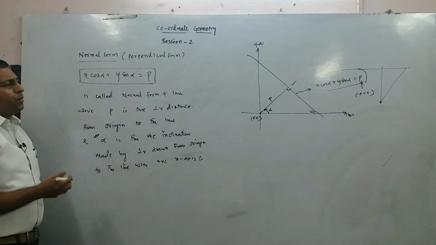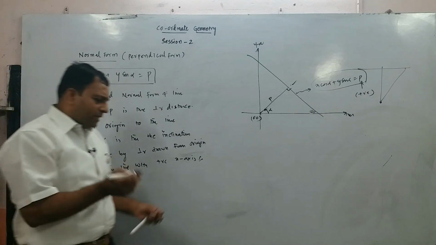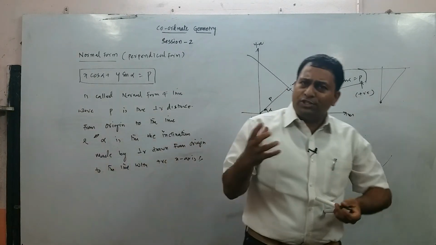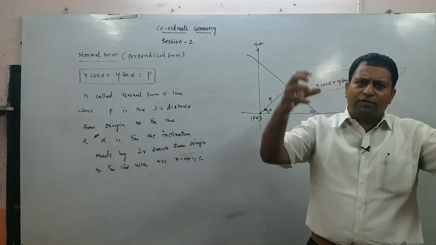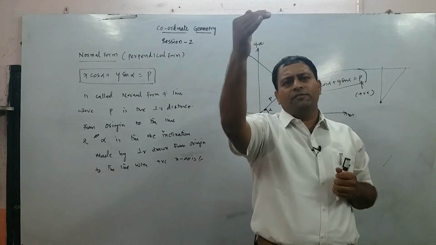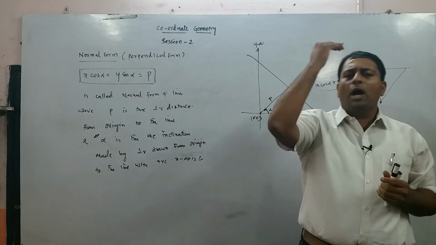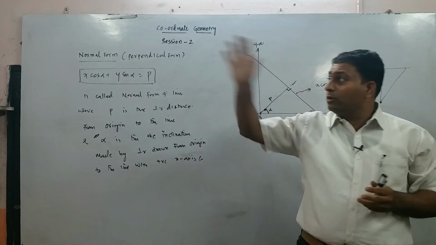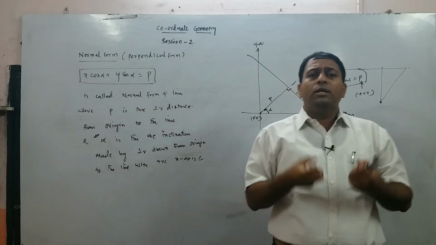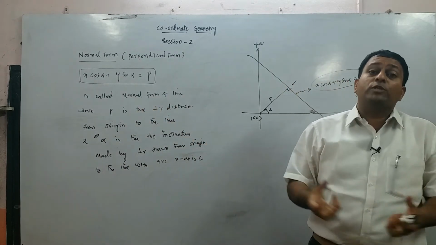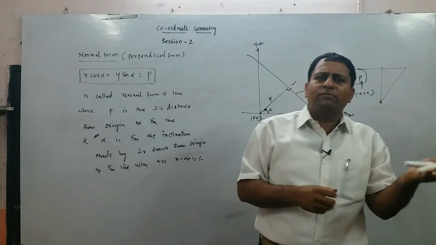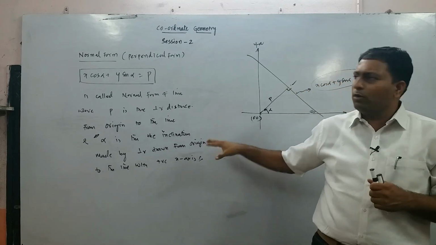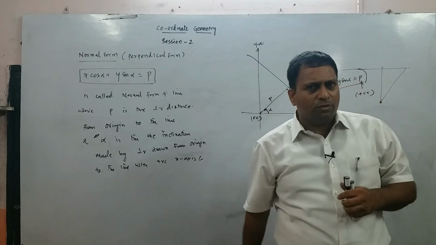So I want you to pause the video and copy, and then I will try to discuss the general form of line. Once the general form of line is there, how to convert a general form of line into slope intercept form, how to convert a general form of line into intercept form, how to convert a general form of line into normal form, I will tell you, because you may get a 1 mark or 2 marks question based on the conversion of the line from one form to another. So pause the video, draw this figure, and we will continue next.